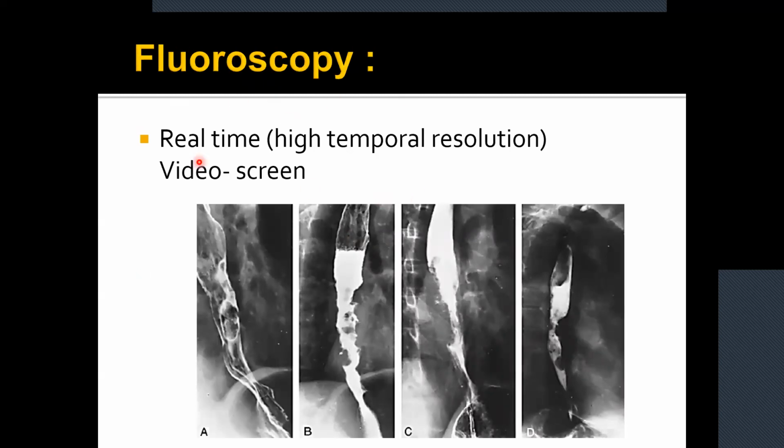So next we have fluoroscopy. So fluoroscopy is a demonstration of temporal resolution because you need a real-time video where you're going to make the patient swallow barium and you're going to measure how the barium moves as they swallow it.